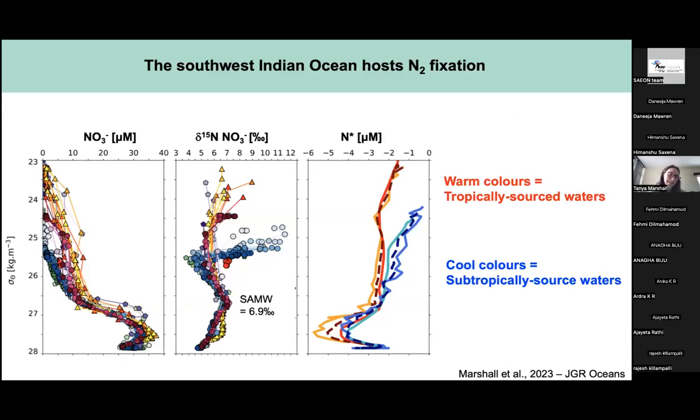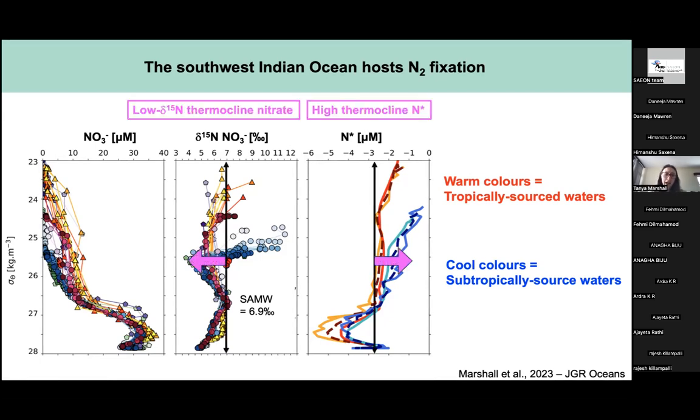So what you're looking at here is the same data, but as density profiles. On the left, I'm showing nitrate concentration, in the middle, nitrate delta N15, and on the right, N star. The warm colors, these pinky, maroony, orange colors, indicate stations that sampled tropical waters. And the cool colors, the blue and the green, are stations that sampled subtropical waters. What you'll notice is that relative to the source, because it's always important to be relative to the source, what sets the supply, the thermocline nitrate delta N15 is lower.